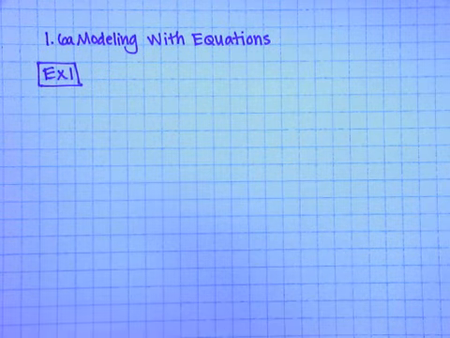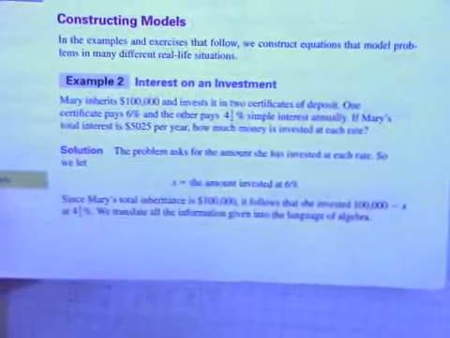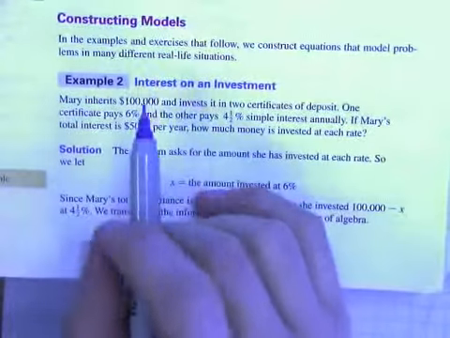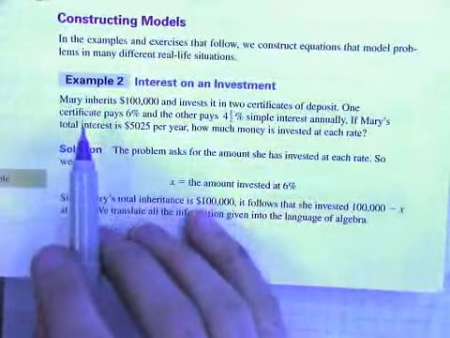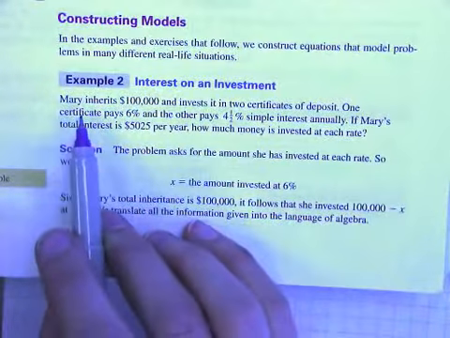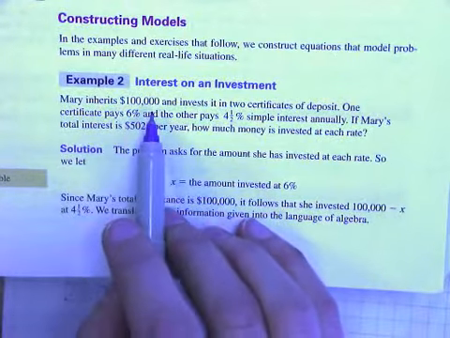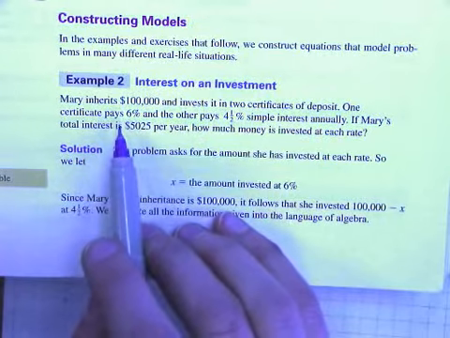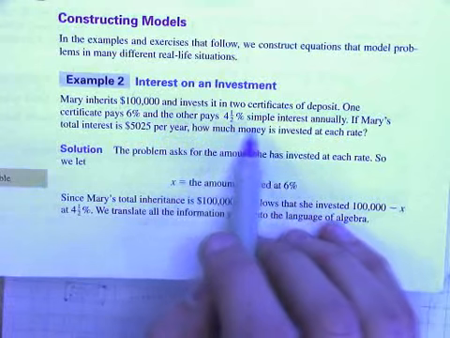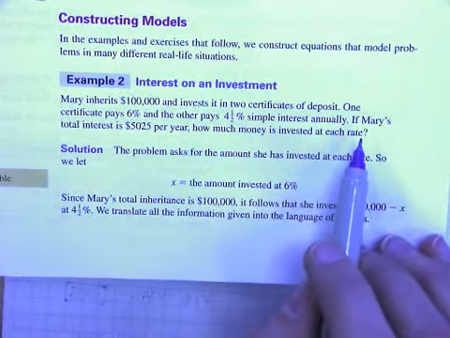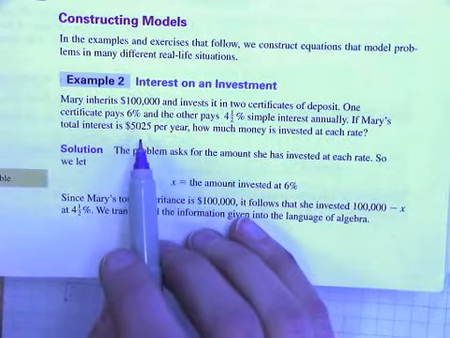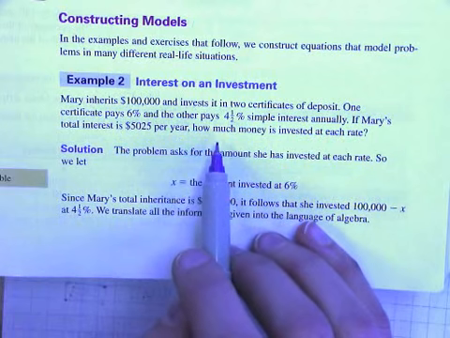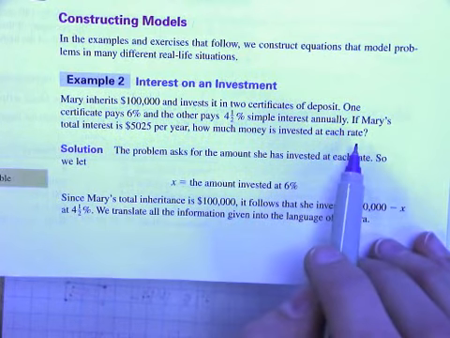Now, for the first example, we're actually going to look at example 2 in your textbook. Interest on an investment. The first thing I do when I read a story problem is read through the problem once. Mary inherits $100,000 and invests it in 2 certificates of deposit. One certificate pays 6% and the other pays 4.5%, simple interest annually. If Mary's total interest is $5,025 per year, how much money is invested at each rate?